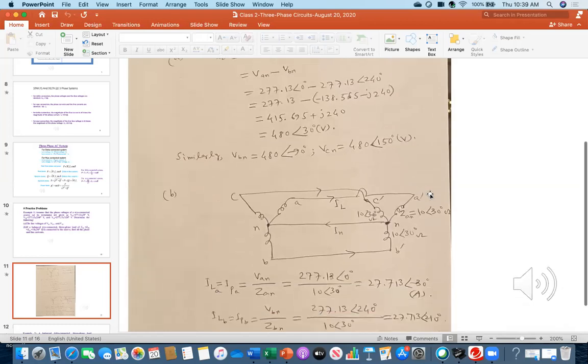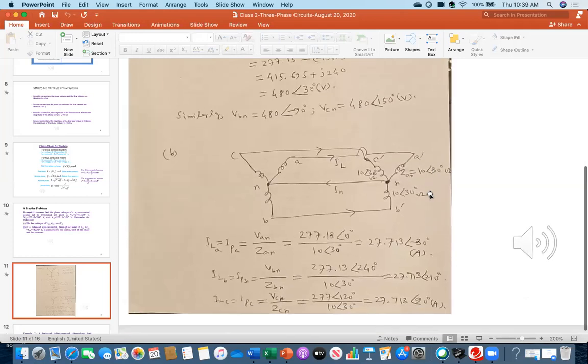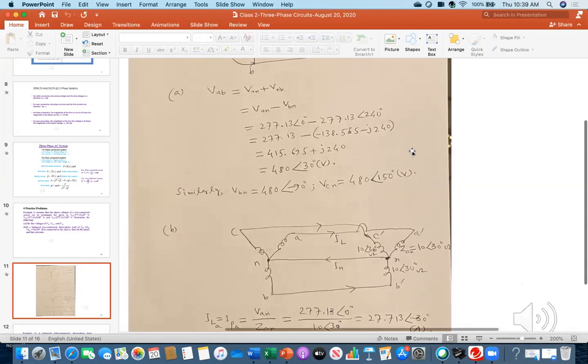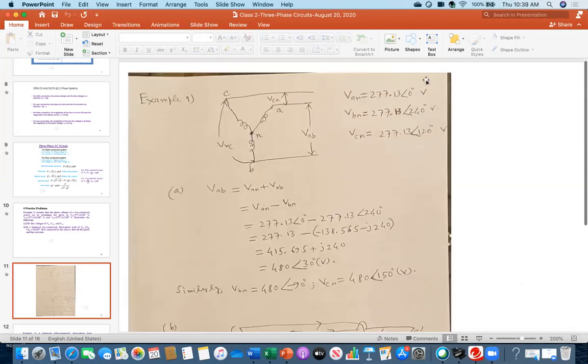Then moving forward. One important thing I should tell. You see here these are VAN, VBN, VCN. Look at this one, 0 degrees to 240 degrees, because they are going anti-clockwise. It should be minus 120, but anti-clockwise it is plus 240. And this should be minus 240, but anti-clockwise 120. That's why all angles are positive.